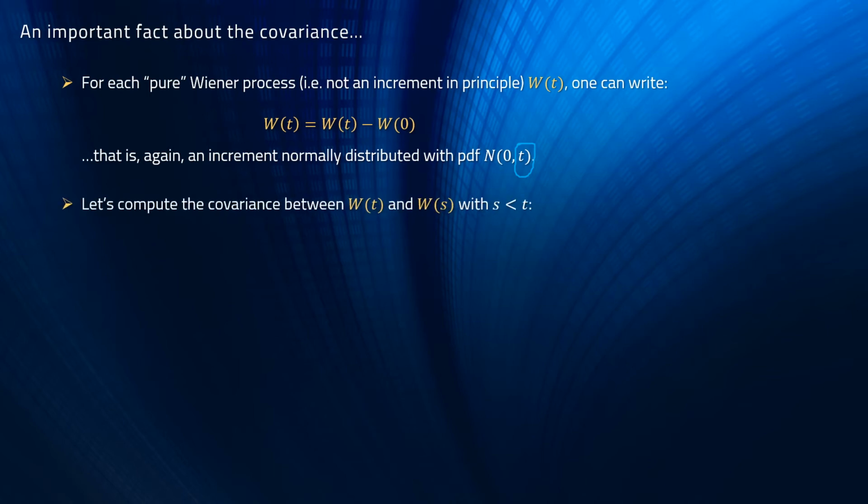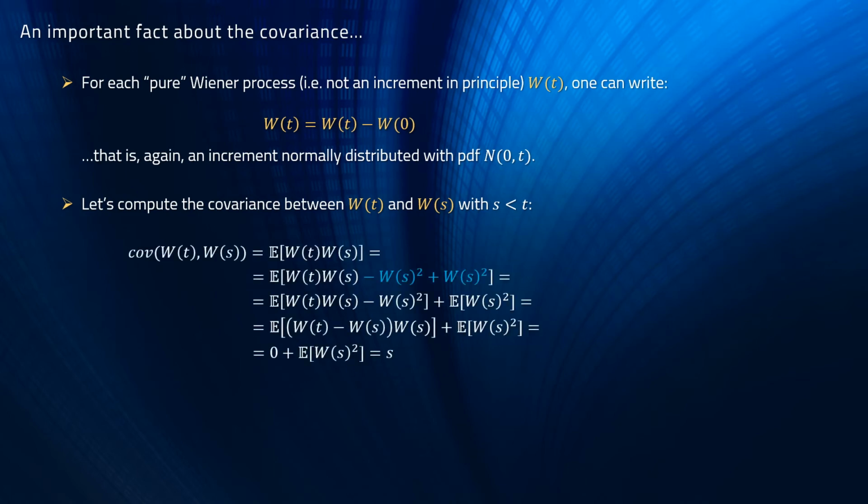So now let's move on and compute the covariance between two different pure Brownian motions. In the first case we will take Wt, and in the second case Ws, with s less than t. Let's start by applying the definition of the covariance between Wt and Ws, which is nothing but the expectation of the product of the two processes.